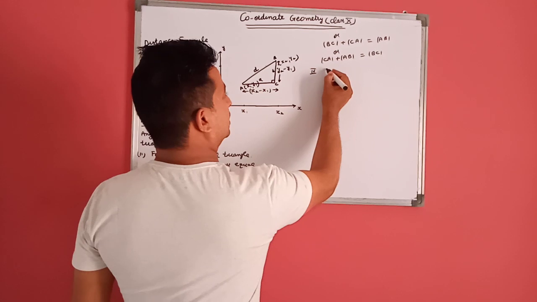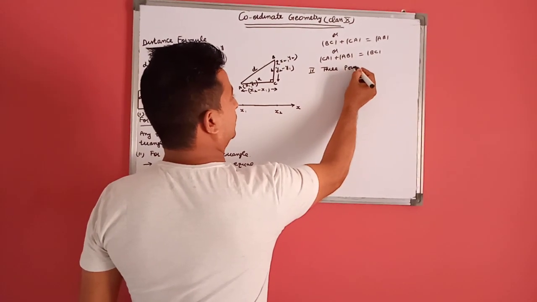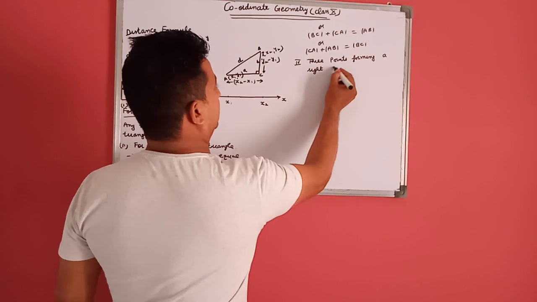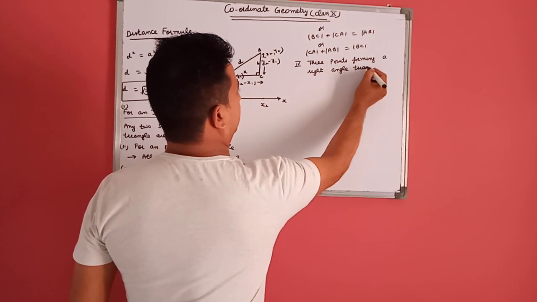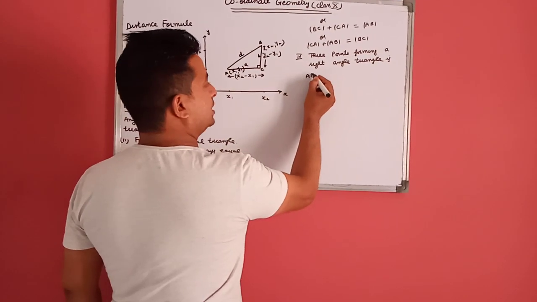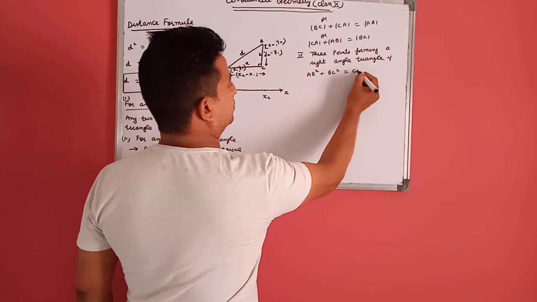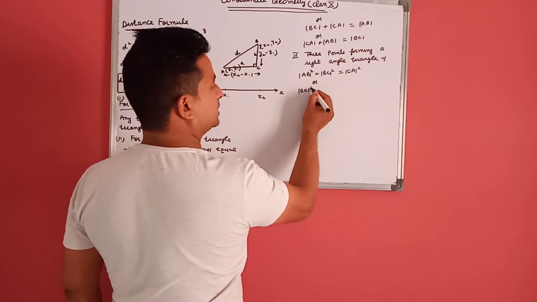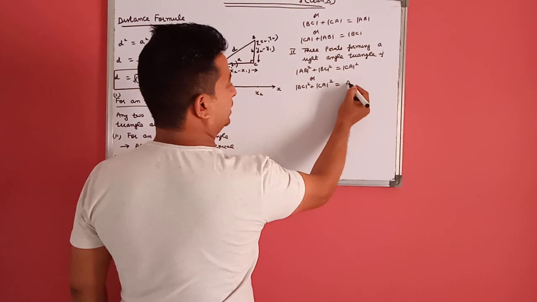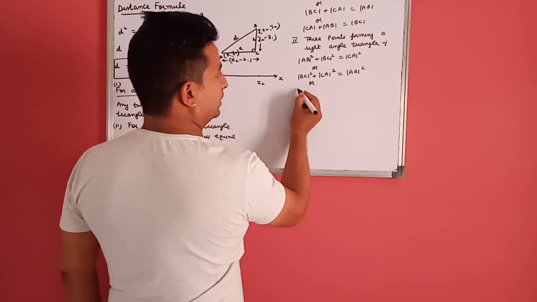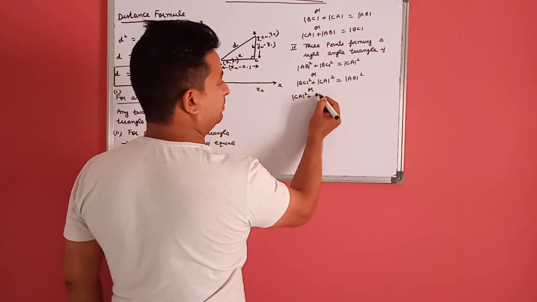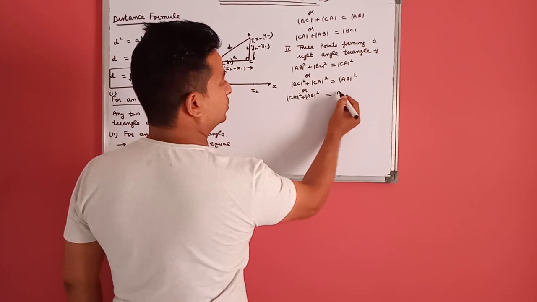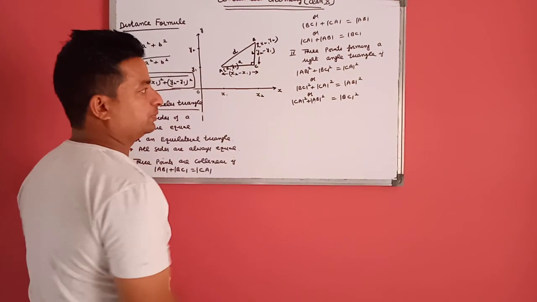Fourth, 3 points form a right angle triangle if there are 3 possibilities: AB square plus BC square equals CA square, or BC square plus CA square equals AB square, or CA square plus AB square equals BC square. These are the three possibilities.